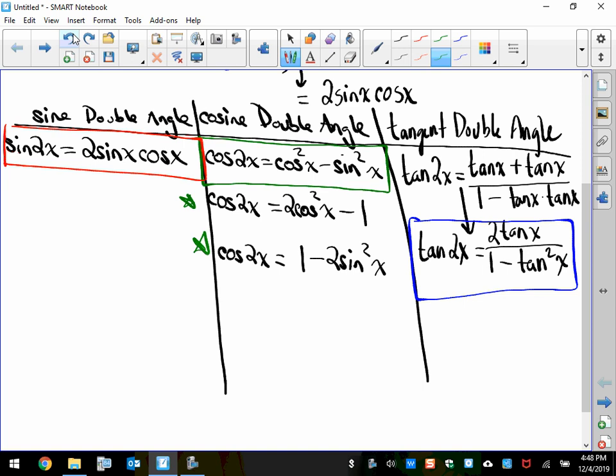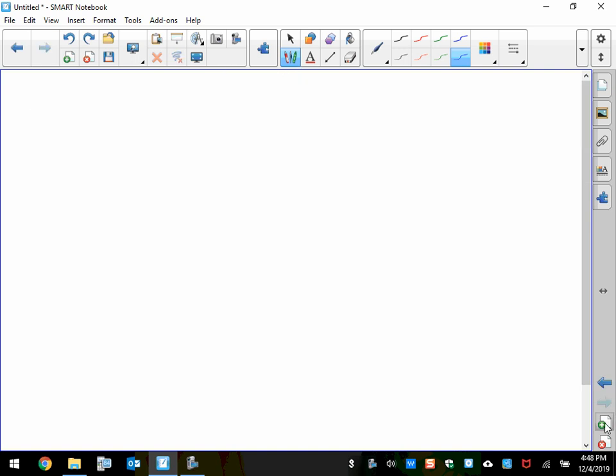They're double angle because of this 2 in there. We're doubling the angle. So you can see that 2 in there. It's double angle. So now let's do a few problems where we're doubling the angle. So this is the first example, example 1.